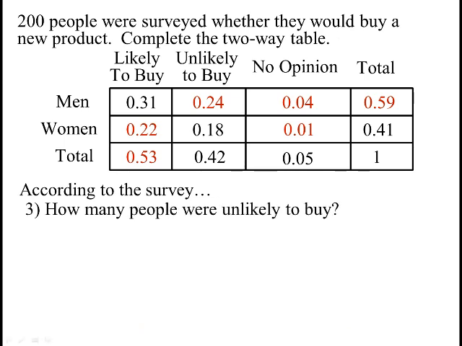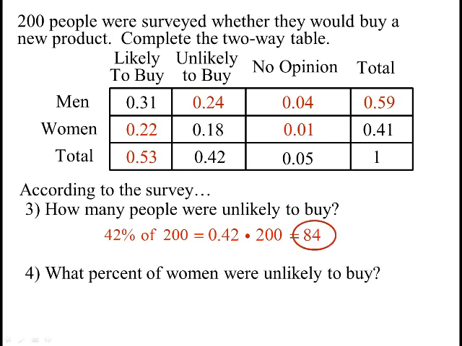How many people were unlikely to buy? So now we're back to finding a percentage of 200. How many people were likely? So 53% were likely to buy. Oh, unlikely to buy. 42% were unlikely. So 42% of 200. 84 people.